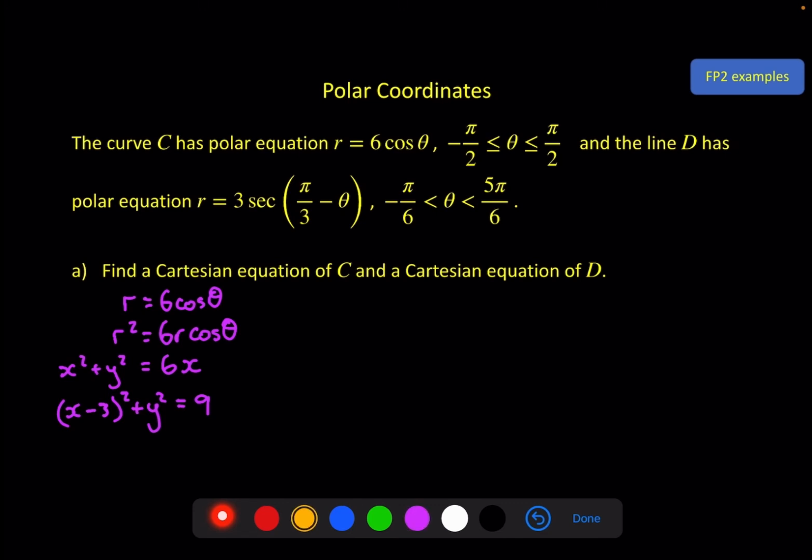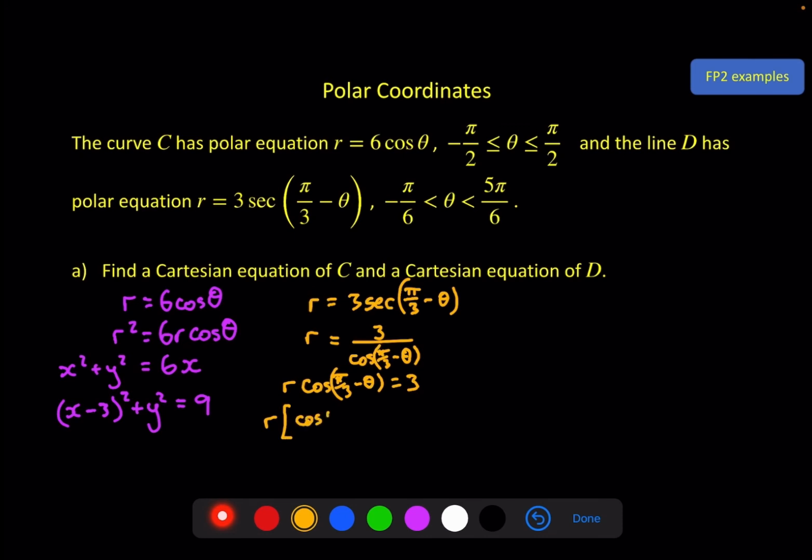For the line D, we've got r is equal to 3 secant pi by 3 minus theta. That is 3 over cosine of pi by 3 minus theta. So if I bring that up, r cosine pi by 3 minus theta equals 3. Now if I split that up using the addition formula, we get r times cosine of pi by 3 cosine theta plus sine of pi by 3 sine of theta.